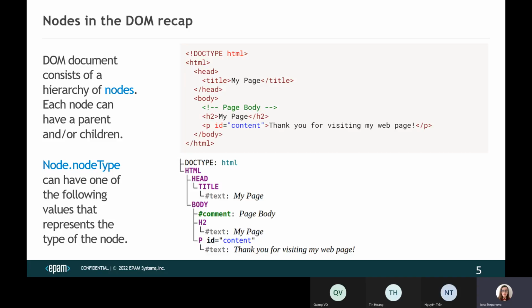We have the global HTML tag. Inside of it, we have head. Inside of it, the title, and the neighbor of the head is body, inside of which we also have a comment, an h2 tag and a paragraph. All of them are nodes, but nodes can have several node types.